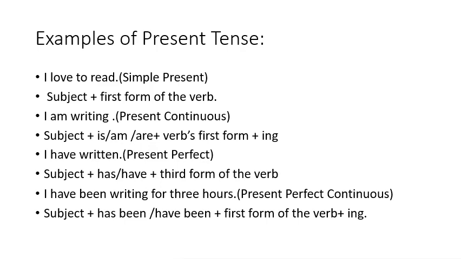Next, moving ahead with the present perfect continuous tense. Here, the example we have is, I have been writing for 3 hours. Here I is the subject followed by the helping verb has been or have been. Here it is have been, followed by the first form of the verb adding ing. So these are the four forms of present tense along with the structure.